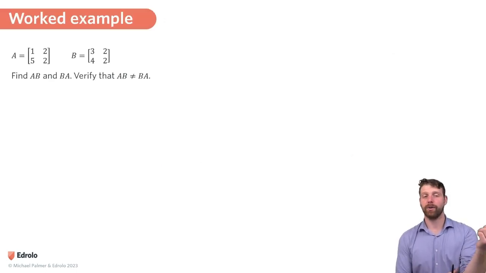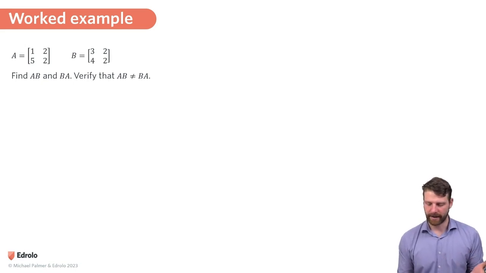Okay, here in this example, I'm going to find AB and BA and verify that AB does not equal BA. Now, I'm going to do this by hand, and I'm going to do it with the CAS, just so you can see me calculate by hand. Even though in general maths we always have the CAS calculator with us in our exam, you still need to know how to do this by hand. So you should practice by hand.